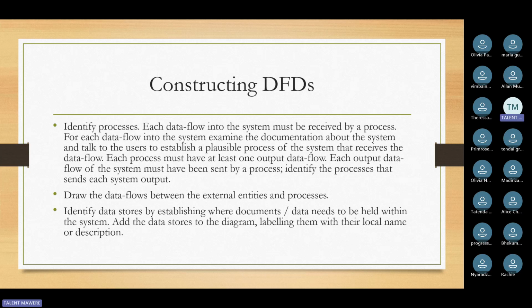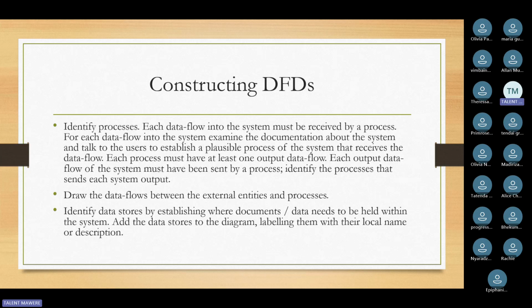And then for each data flow into the system, examine the documentation about the system and talk to users to establish a plausible process of the system that receives the data flow. Each process must have at least one output data flow.